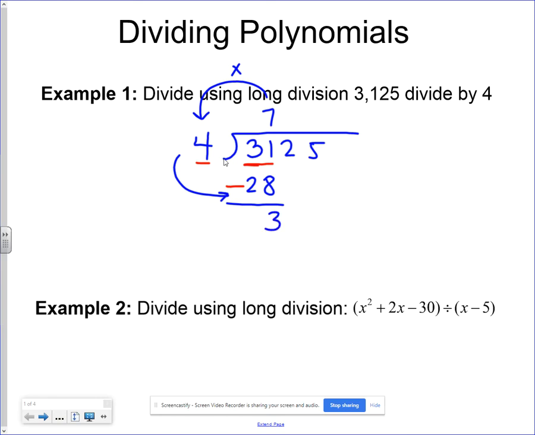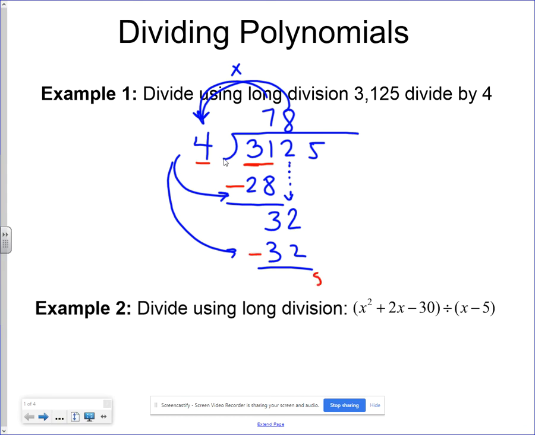What do we do? Think back to middle school. What did we do next? We brought the 2 down. Does 4 go into 32? It does. How many times? 8 times. So put an 8 above the 2. And then 8 times 4 is 32. Draw a line under and subtract. 32 minus 32 is 0.